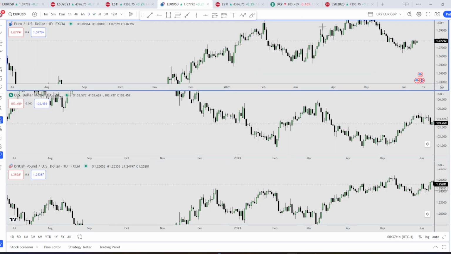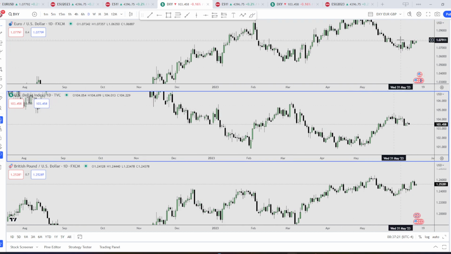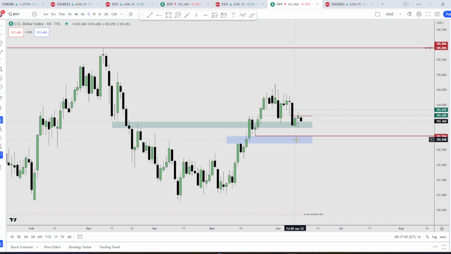For the foreign exchanges, I mean FX as well, everything's pretty much in line. Higher euro, higher GBP, lower dollar, so nothing much has changed. It might be just a small retracement into that weekly fair value gap, as I have mentioned before, to higher prices. So overall I'm still bullish on the dollar.